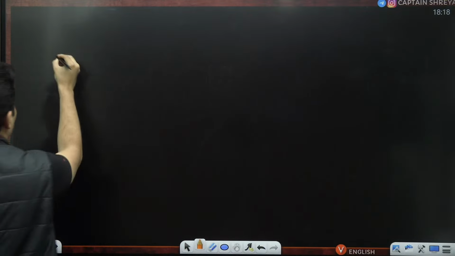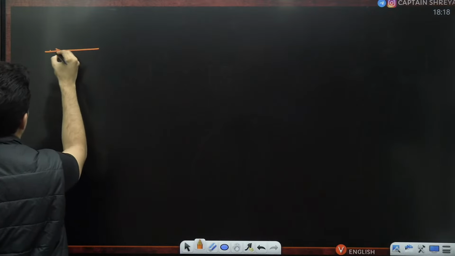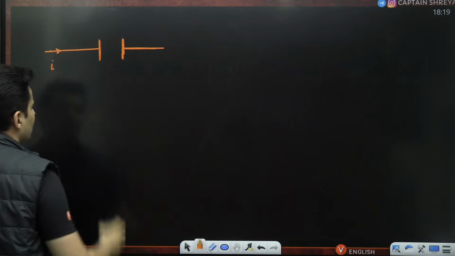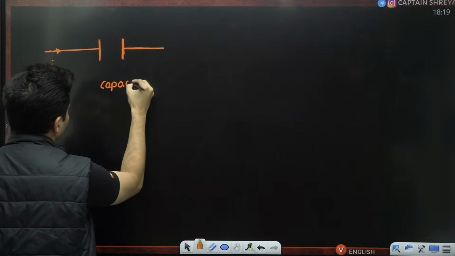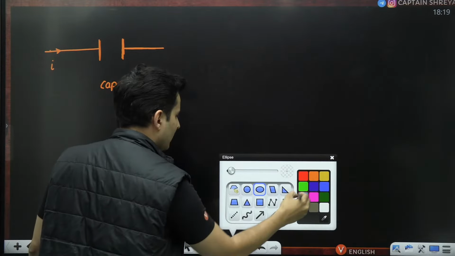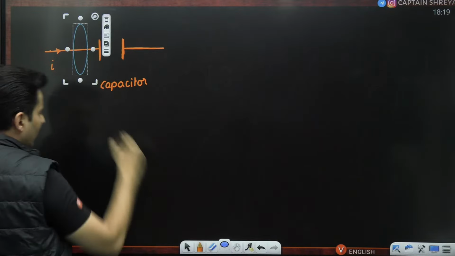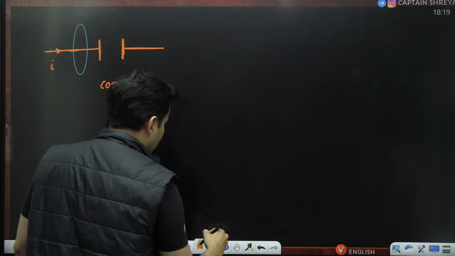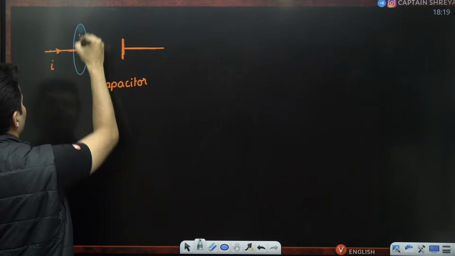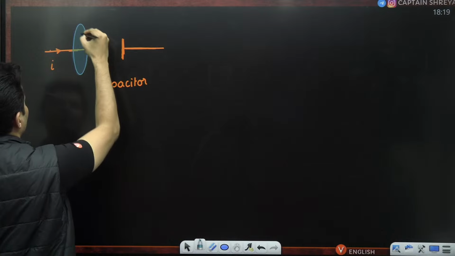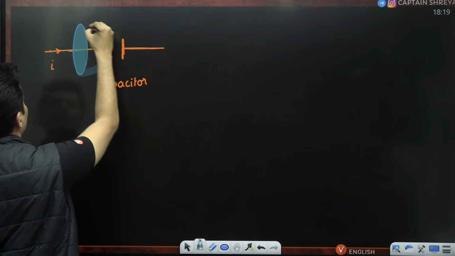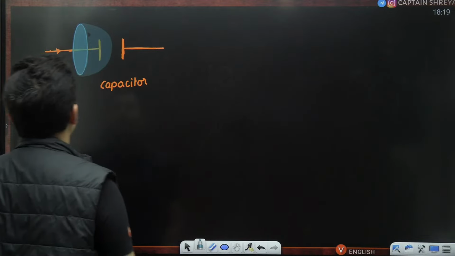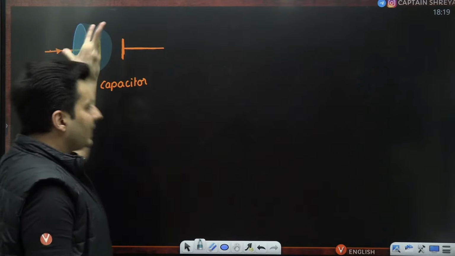Observe this carefully. Imagine there is a wire which carries current. Imagine there is a capacitor, something like this. This is a capacitor. And somebody has taken an Amperian loop like this, and our film goes like this. Now the problem is that this wire is not intersecting that surface.